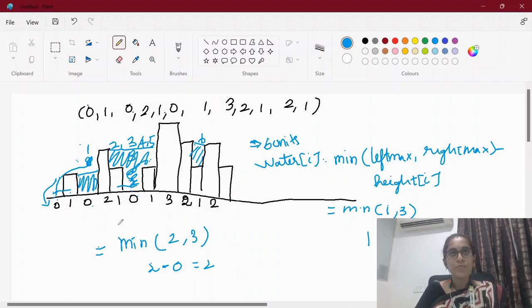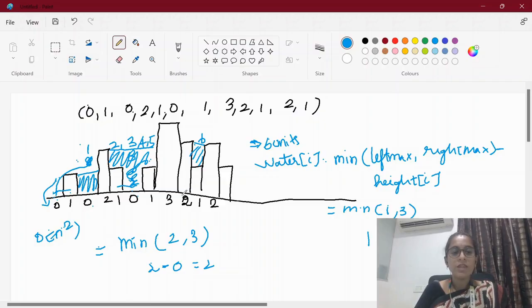Looking at this problem, we have to think about it. If for each position we calculate the left max and right max, it is going to take time complexity of order n square. So we need to think about how to reduce it. This is a naive approach to solve this problem.